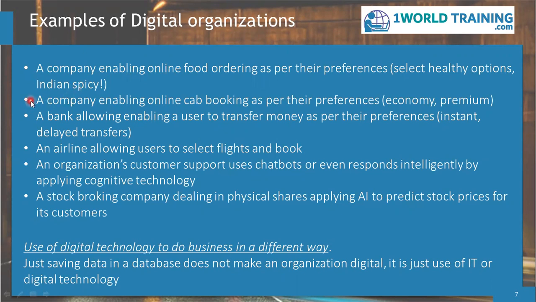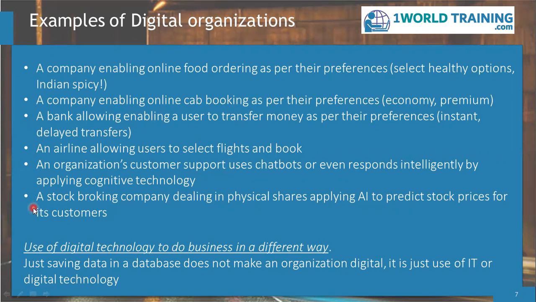Another example of a digital organization, a company enabling online cab booking as per the customer's preferences, like economy, premium, etc. A bank enabling a user to transfer money as part of their preferences, for example, instant transfer, delayed transfers. An airline allowing users to select flights and book tickets. An organization's customer support uses chatbots or even responds intelligently by applying cognitive or human language recognition technology, that is. A stockbroking company dealing in physical shares applying artificial intelligence to predict stock prices for its customers.